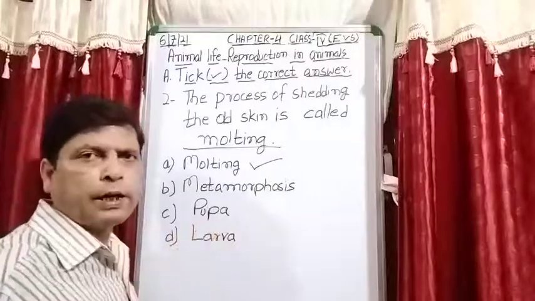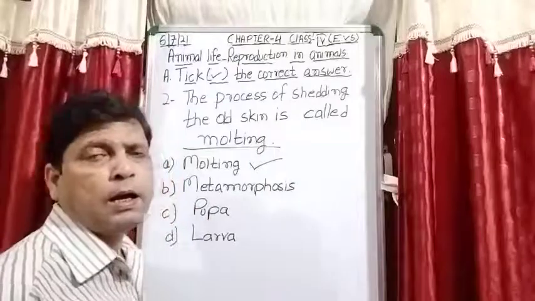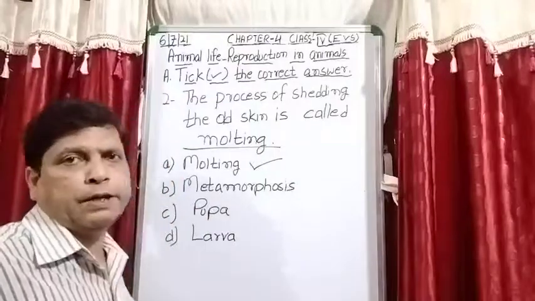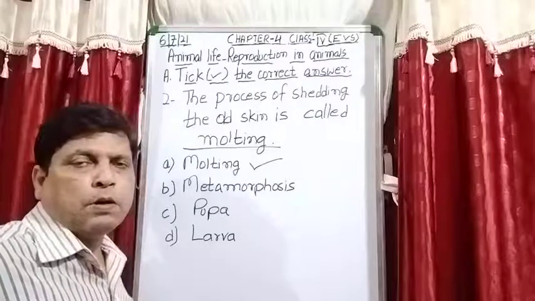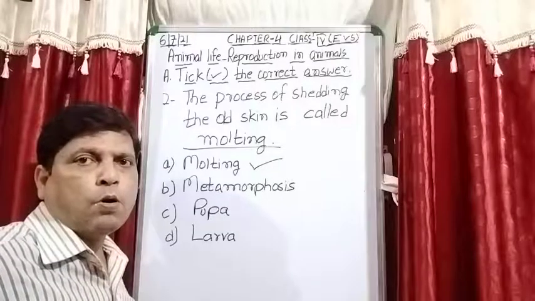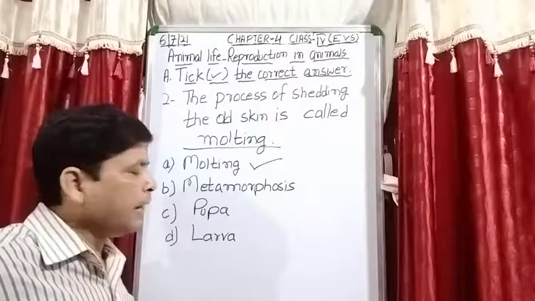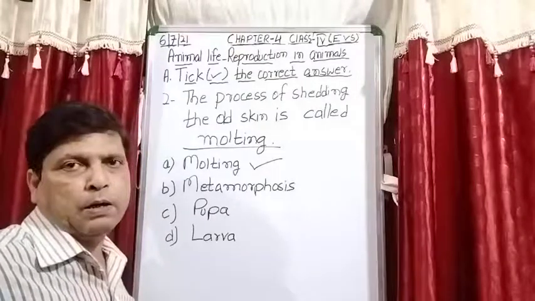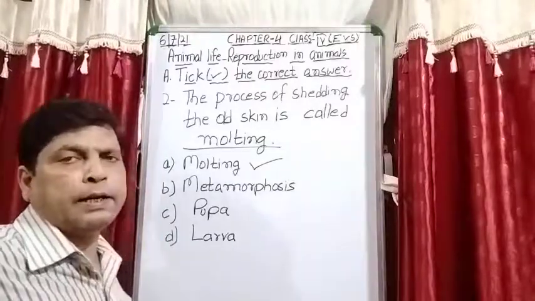Pupa is also not a right answer because this is a life cycle. This stage is in the life cycle of a butterfly. When the butterfly is in the form of a cocoon, that stage is known as a pupa. Is it clear?